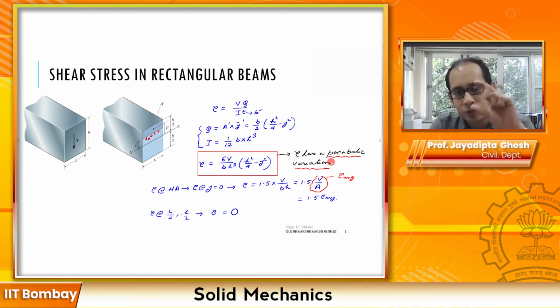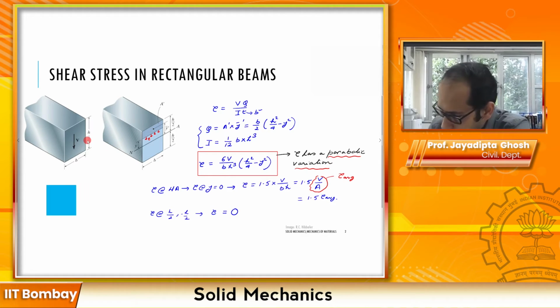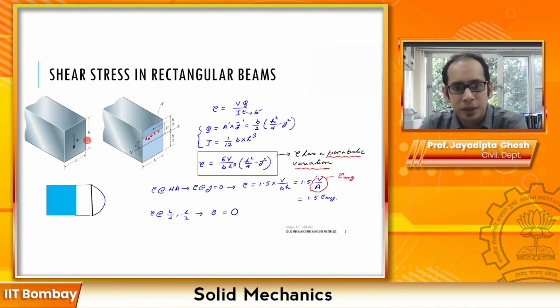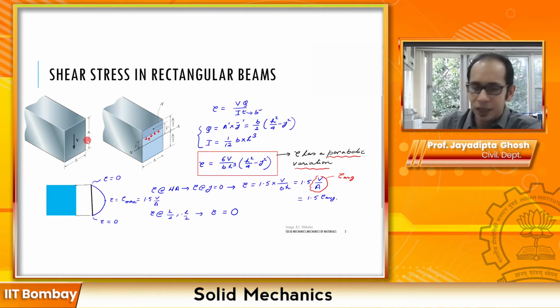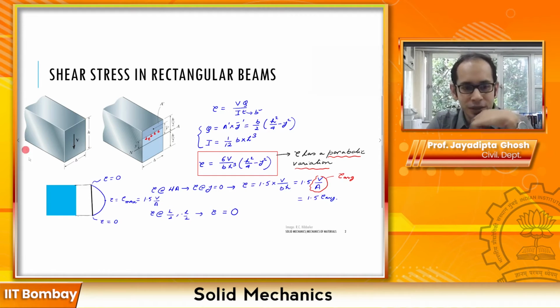The entire variation is parabolic. So if we have to sketch the variation of tau across the cross section, how does it look like? Across the cross section, the variation looks like this, where at the top you have tau equals 0, at the base you have tau equals 0, and at the center over here you have tau equals tau max. The highest stresses happen over here, that is 1.5 times v divided by a, right?